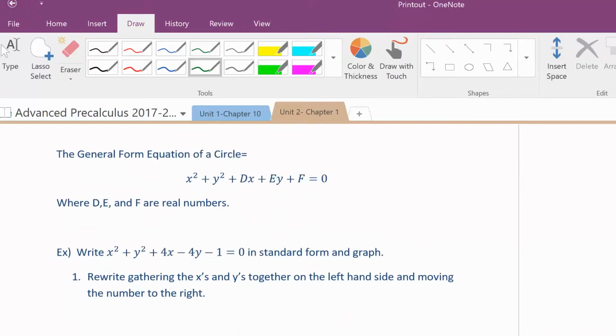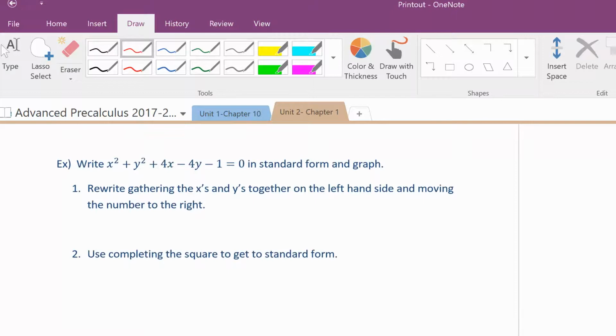All right. So last, we're going to talk about the general form of the equation of a circle here. And if you have a circle that's in general form, how to rewrite it in standard form and then graph it. So first of all, if you notice, this is in general form, and we're going to rewrite in standard form by first gathering the x's and y's together on the left side. So you're going to have x squared plus 4x plus y squared minus 4y, and then you're moving the 1 over to the other side. So that's the first thing you're going to do.